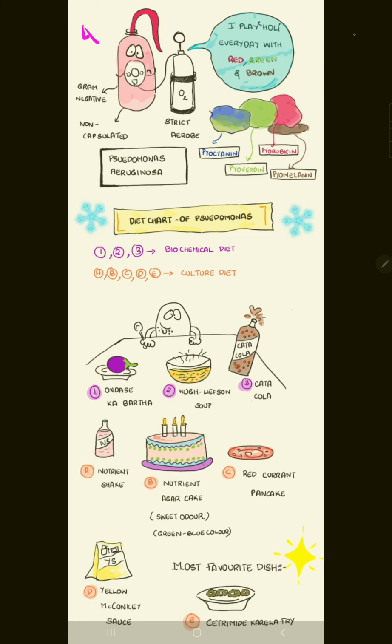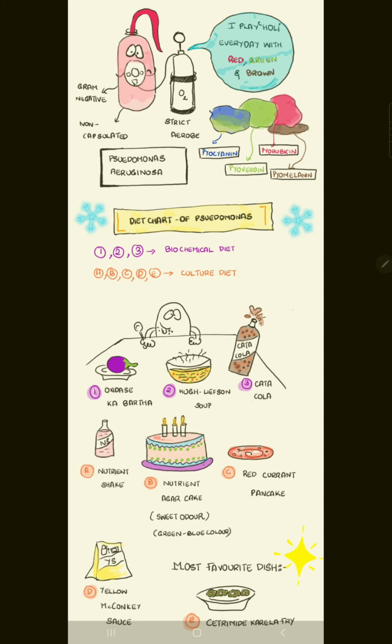Once we have understood those four basic features, let us understand about the four pigments that Pseudomonas aeruginosa produces. They are pyocyanin, pyoverdin, pyorubin and pyomelanin. Right? So that is suggested by the speech bubble here, wherein the Pseudomonas says, I play holi every day with red, green and brown. So this again is to emphasize the fact that it produces these pigments. Okay, so it produces these pigments, so it plays holi every day with these pigments. So those were four basic things, the morphological characteristics of Pseudomonas aeruginosa and four pigments that Pseudomonas aeruginosa produces.